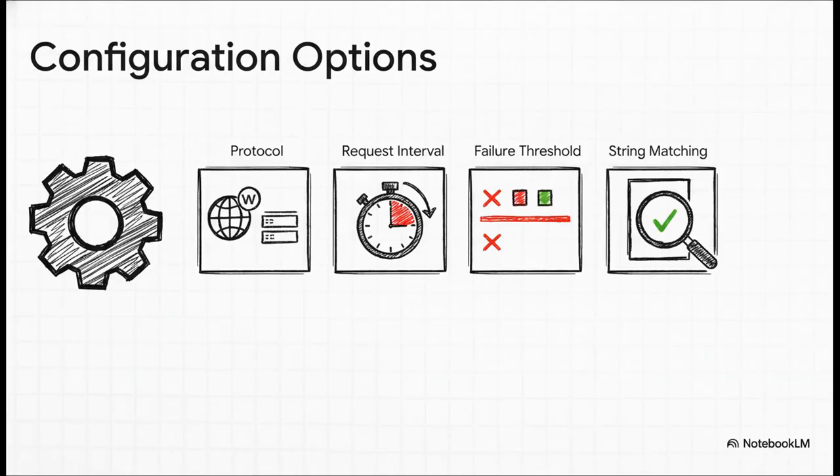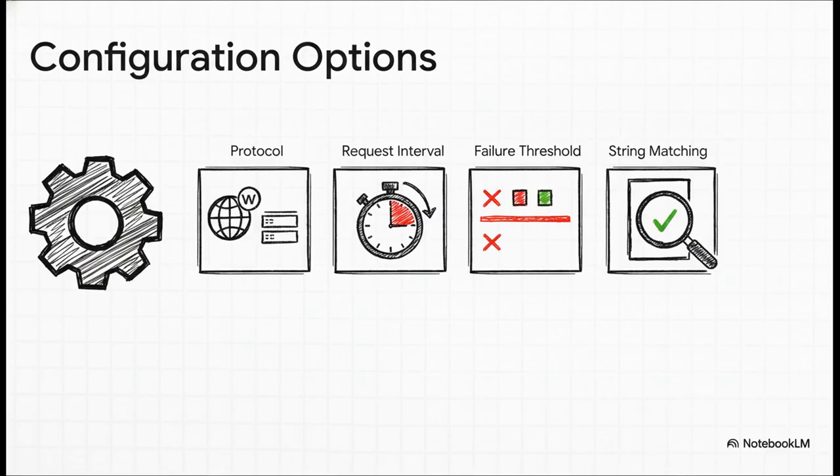Now here's where you, the architect, get to pull all the levers. You get to control the protocol, how often it checks, and how many failures it takes to sound the alarm. But the real pro tip here, the one you've got to remember, is string matching. Just imagine this. Your server is up, but it's only serving a 500 internal server error page. A simple check would pass, but your app is totally broken for your users. With string matching, you can tell Route 53, hey, I need you to look for the word success on the page. If that word isn't there, the check fails. It's the difference between checking if the lights are on versus checking if anyone's actually home.